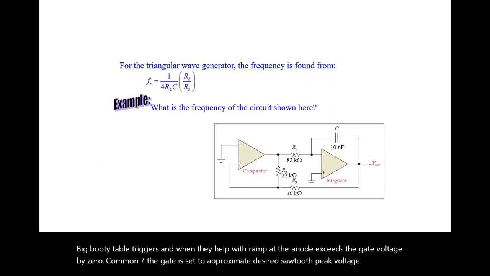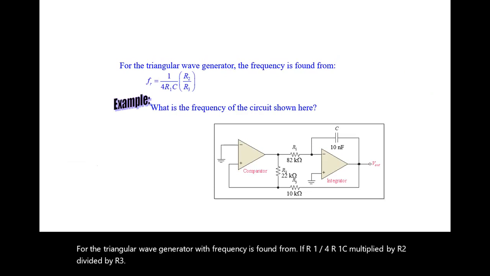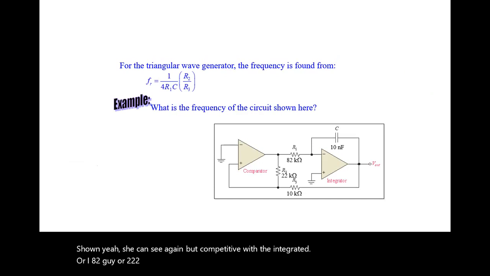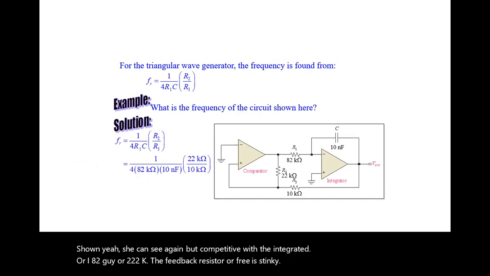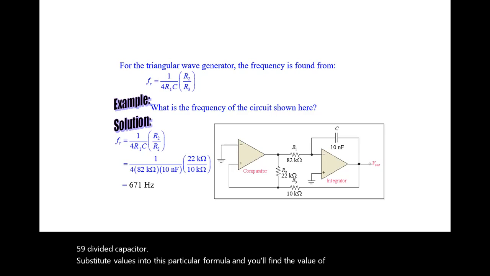Now, for the triangle wave generator, the frequency is found from f = R1 divided by 4 R1 C multiplied by R2 divided by R3. So in the next example, calculate the frequency of the circuit shown here. So you can see again the comparator with the integrator. R1 is 82K, R2 is 22K, the feedback resistor R3 is 10K, with a 10 nanofarad capacitor there. Substitute the values into this particular formula, and you will find the value of 671 Hertz.